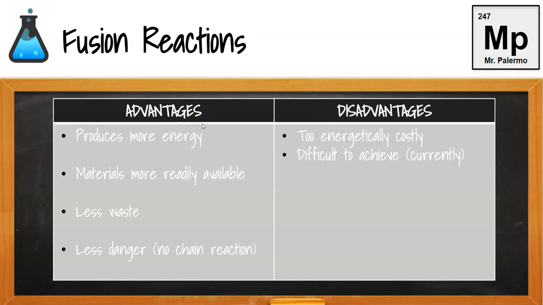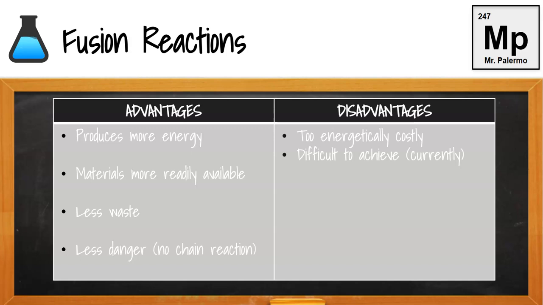There are a lot of advantages for a fusion reaction, but there are also some disadvantages. So why don't we currently have nuclear fusion reactors? Well, it would be great because they produce a lot more energy than a nuclear fission reaction. The materials are much more readily available. For that example with hydrogen, hydrogen is much more readily available than, let's say, uranium. We get less waste and less radioactive waste, and even more important, there's less danger because we don't have the chain reaction that's possible.